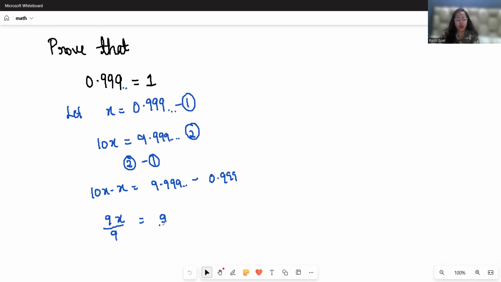Now I divide both sides by 9. So x is equal to 1. Yes, we have proved that 0.999 and so on is equal to 1. I hope it's clear and you find it useful.